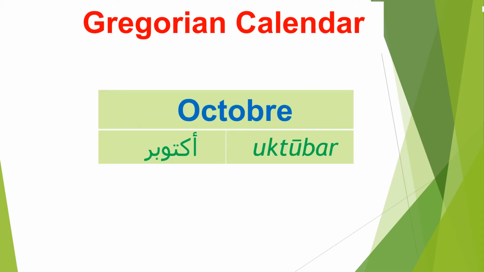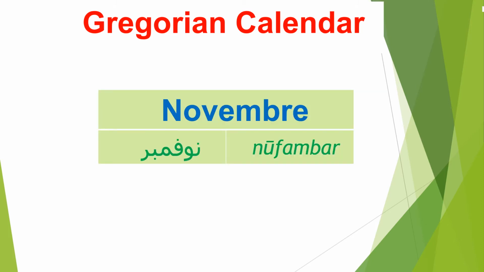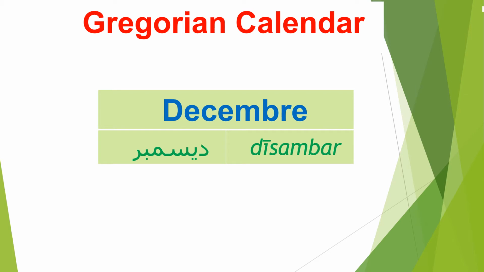October, October. November, November. Again, the same as in September. In Morocco, they say November, November. December, December. Again, in some North African countries like Morocco, they say Dujember, Dujember.